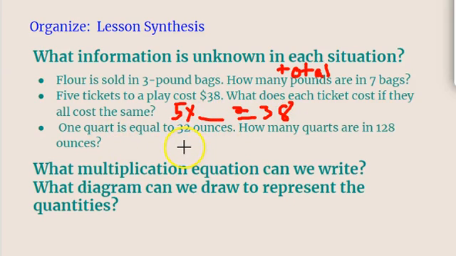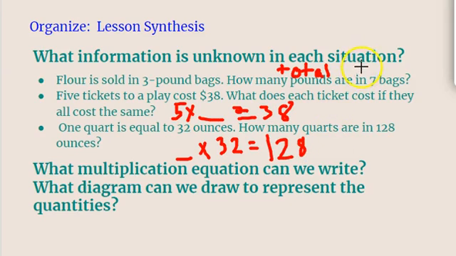Here, 1 quart equals 32 ounces. How many quarts are in 128 ounces? This is the opposite question, right? We don't know how many there are, but we do know that in each of them has to have 32 ounces. And we want to know what it would be to make the 128. So we have to figure out how many quarts it takes to multiply by 32 to make 128.